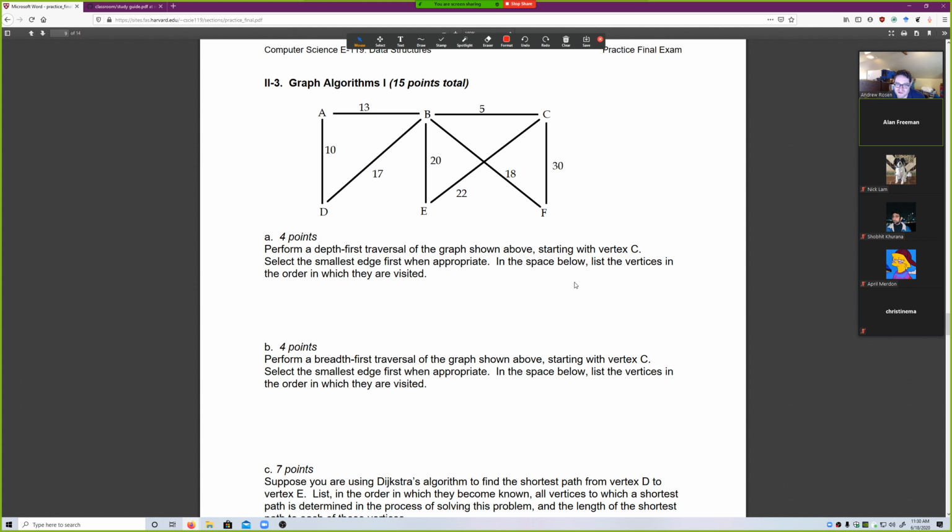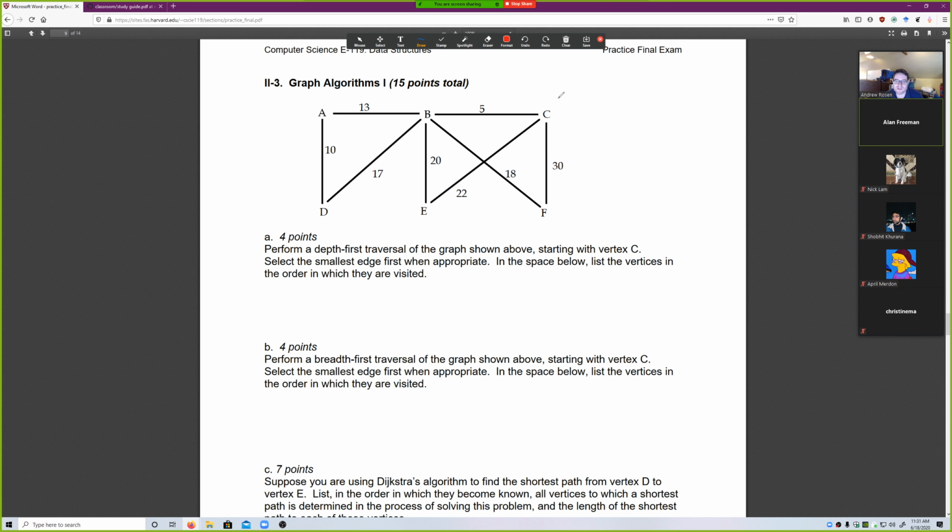So let's go over these graph algorithms over here. Here we want to do a depth first traversal of the graph shown, starting with vertex C. Select the smallest edge when appropriate. Of course, you could just throw this into your editor, but here we're saying to break ties by using the smallest edge. So you would have to do some coding if you wanted to solve that.